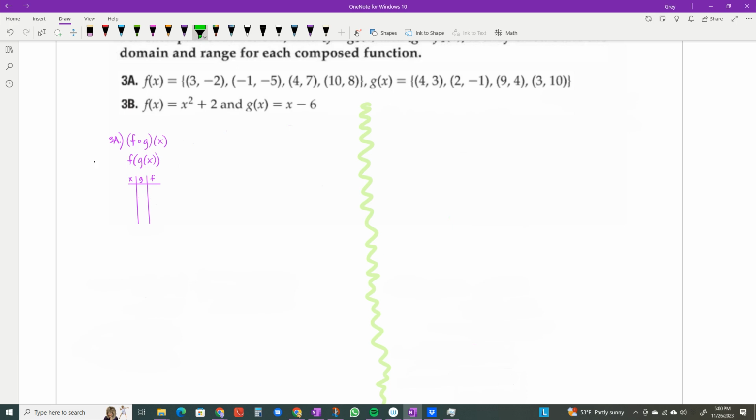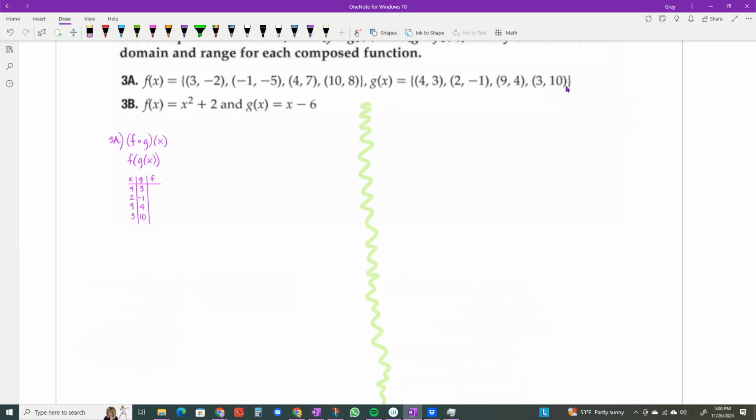So my x values for g are up here. What are my x values? 4, 2, 9, and 3. And then the g that goes with it is what I just had, which was 3, negative 1, 4, and 10. So we'll put all those in there.